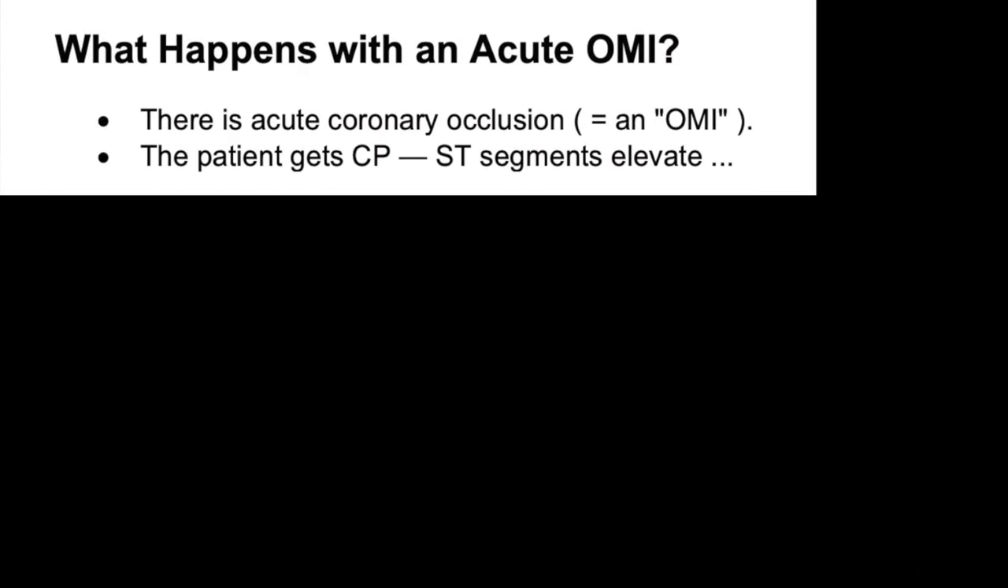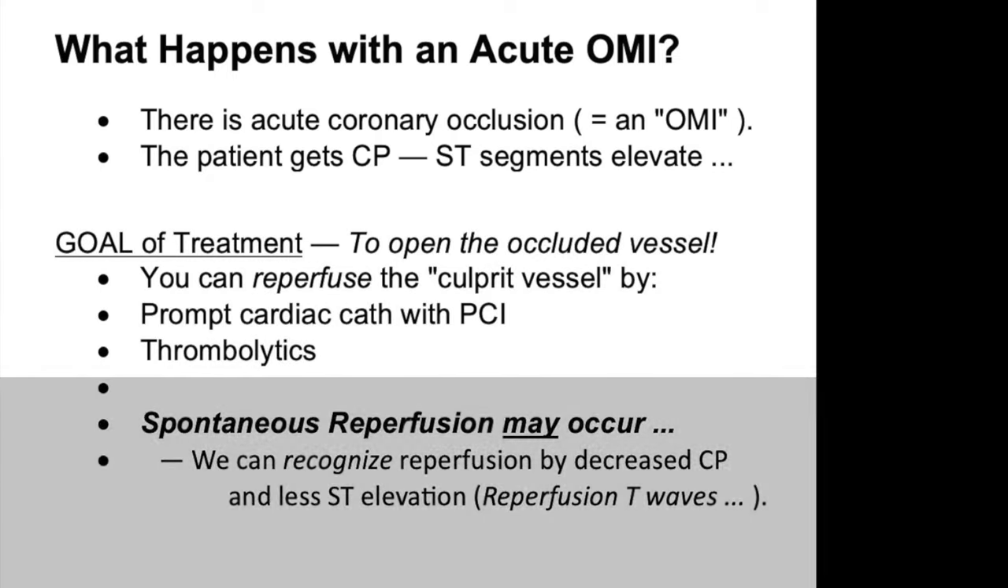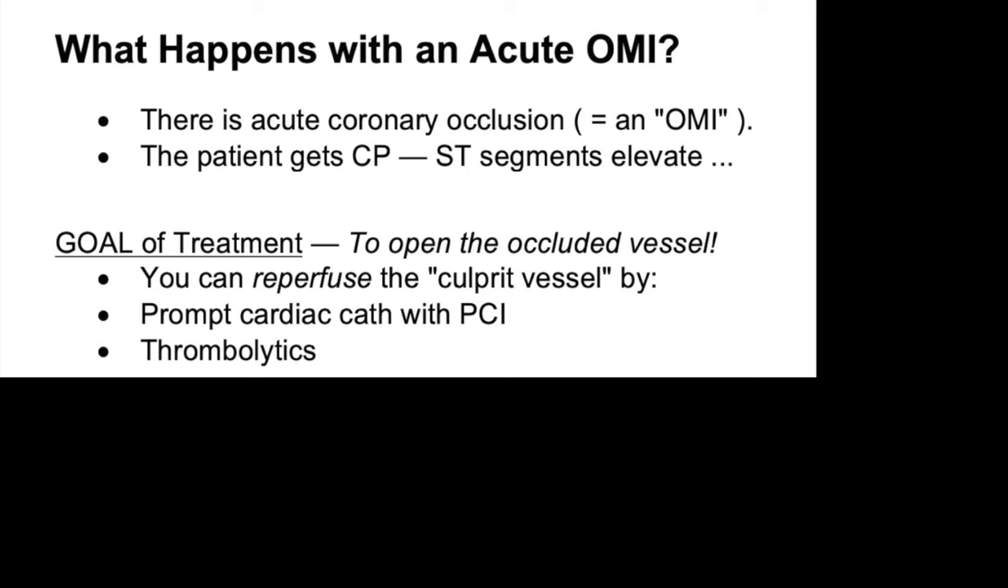So the concept I want to reemphasize is an OMI. By OMI, it's an occlusion-based MI. Think about what we care about. If somebody's having an acute myocardial infarction, what you care about and the reason you care about it is if you have an acute occlusion of a major coronary artery, time is muscle, and you want to get that vessel reopened as soon as you possibly can.